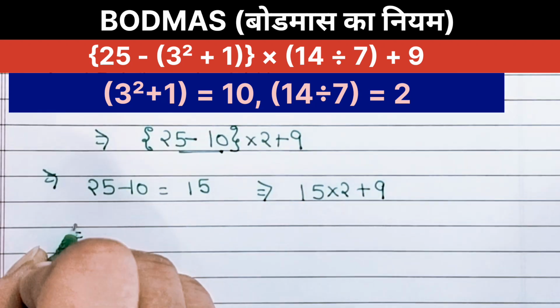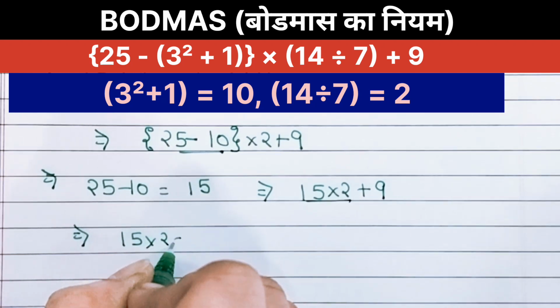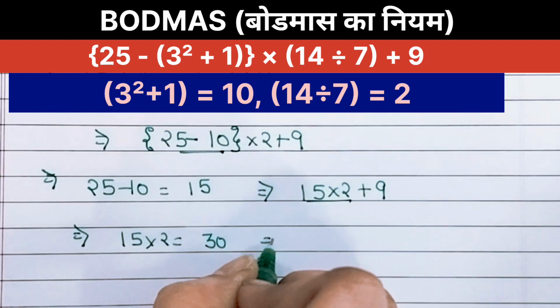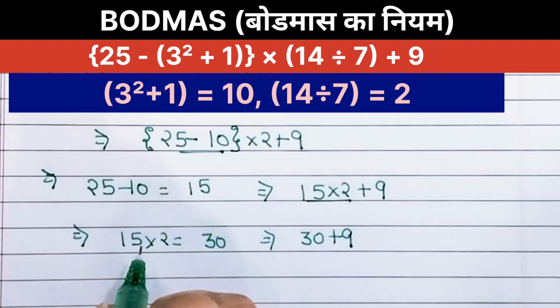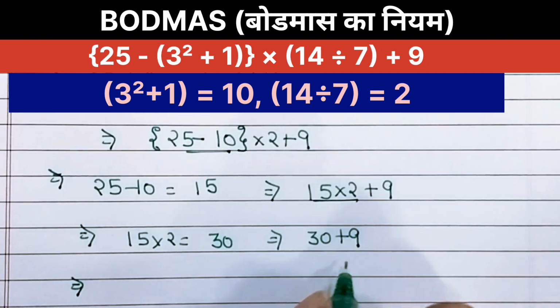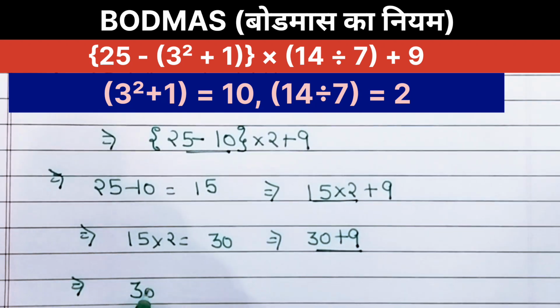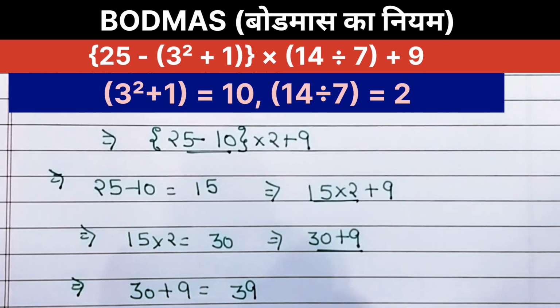Now the third step says multiplication. First we multiply the digits. 15 multiplied by 2 equals 30. So now the current expression becomes 30 plus 9, and according to this step, multiplication takes priority over addition. Now the fourth step, addition. We add the values. 30 plus 9 is equal to 39. We add the final two terms together, and this is the last remaining operation, and 39 is the final result.